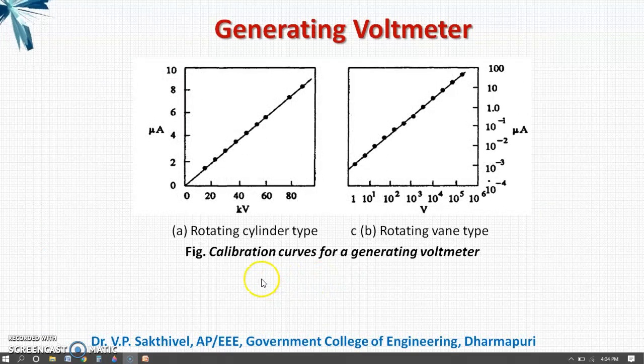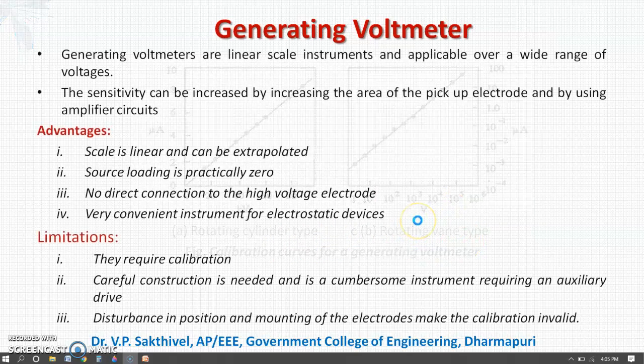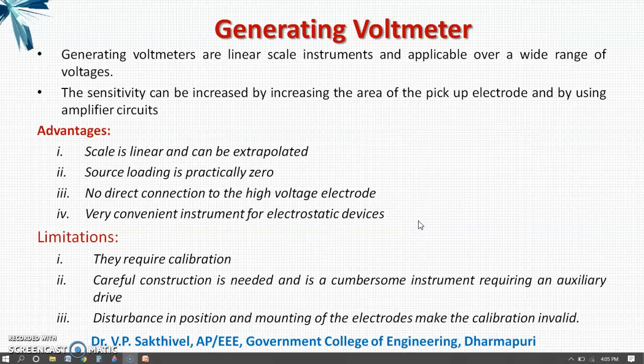Then this is the calibration curve, for the rotating cylindrical type. Another one is the rotating vane type. The rotating cylindrical type is used for low voltage applications. For very high voltages, we go for the rotating vane type, using a vane arrangement instead of a cylinder. Generating voltmeters are linear scale instruments applicable over a wide range of voltage, and the sensitivity can be increased by increasing the pickup area of one electrode and using amplifier circuits.